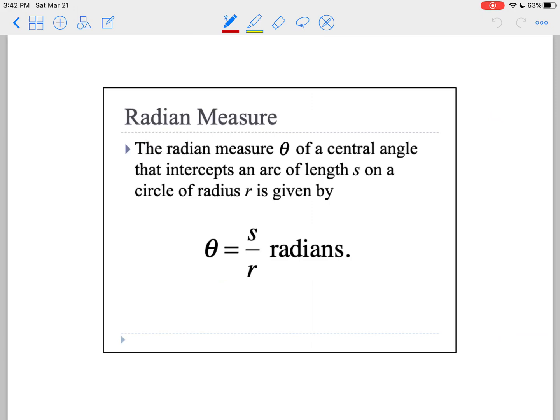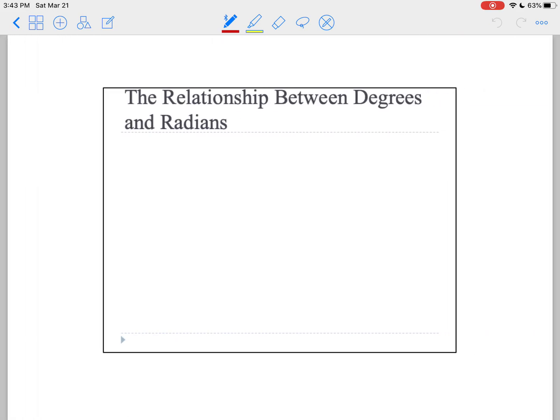All right, so again, this is what I just talked about, the radian measure theta, like the Greek letter theta, of a central angle that intercepts an arc length of s on a circle of radius r is given by this. So it's basically the arc length divided by the radius that gives you the angle measure. And that's a little bit more naturally occurring than, say, degrees. And so that's why we use it in math, or we use it in this class.